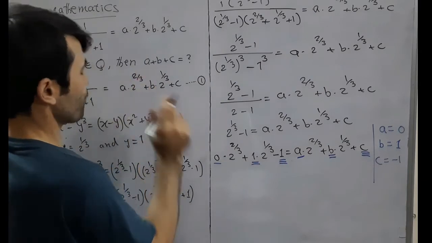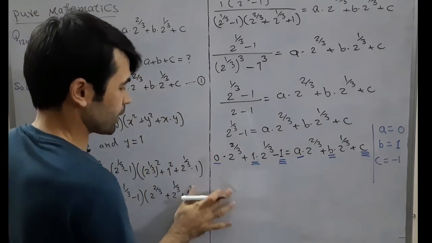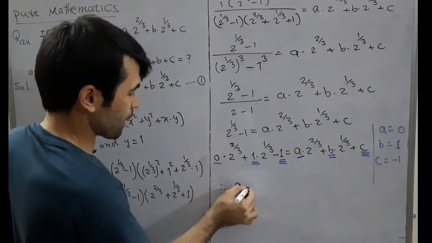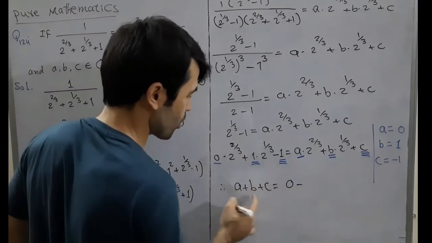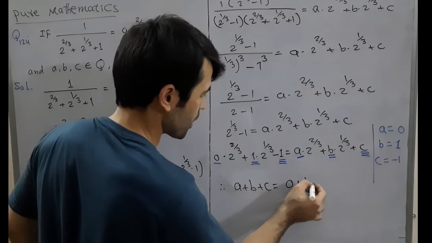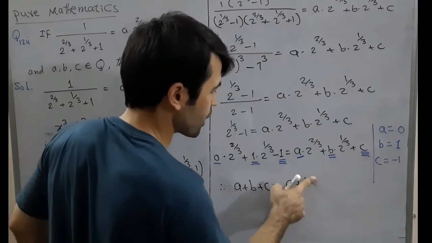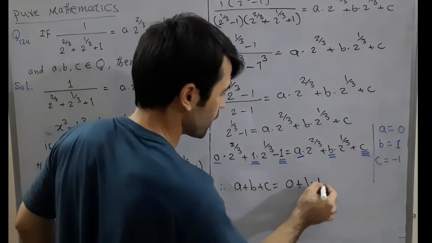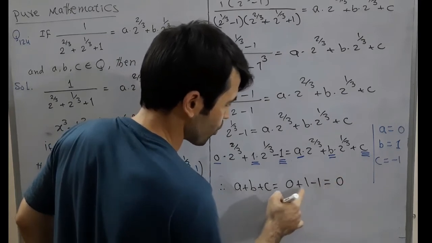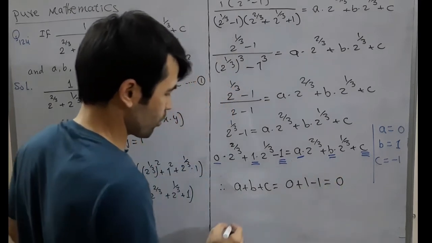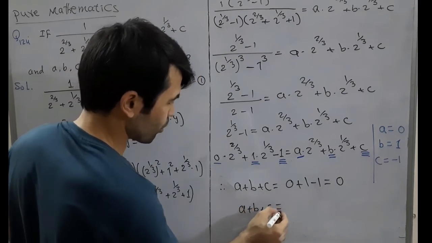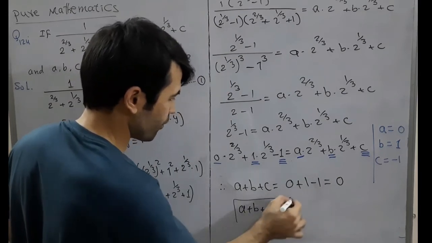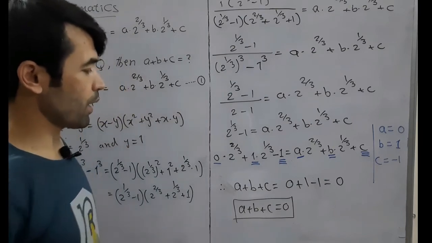Therefore, a plus b plus c is equal to, instead of a we can write 0, instead of b we can write 1, instead of c we can write minus 1, which is 0 plus 1 minus 1, equal to 0. a plus b plus c is equal to 0. It is the value of a plus b plus c.